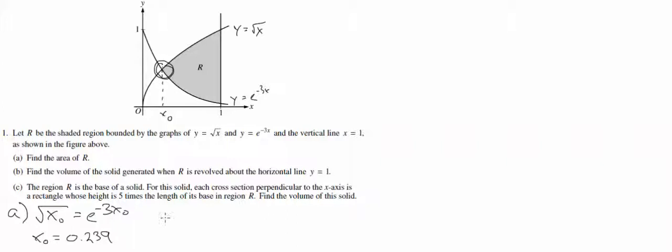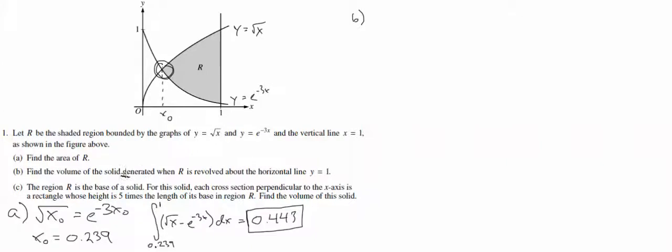So now we're ready to find the area of R. We want to set up an integral from 0.239 to 1. And we want to integrate square root of x minus e to the negative 3x dx. Plugging that into our graphing calculator gives us an answer of 0.443 for the area. So that finishes part A, which is the easiest part of the problem. Let's move on to part B, which is, in my opinion, the hardest part of the problem.